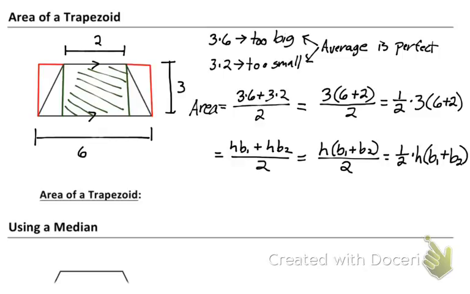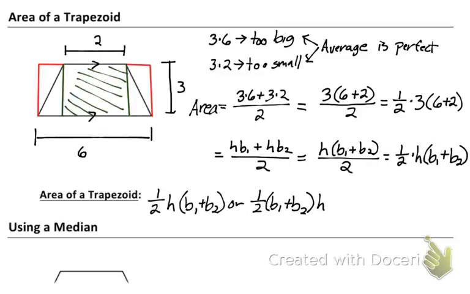So the official area of a trapezoid we usually go with is 1/2 times our height times our base 1 plus our base 2, or sometimes you'll see it as 1/2 base 1 plus base 2 times our height. Doesn't matter, it's multiplication, so you can do it whenever you want. But this is what it stems to.